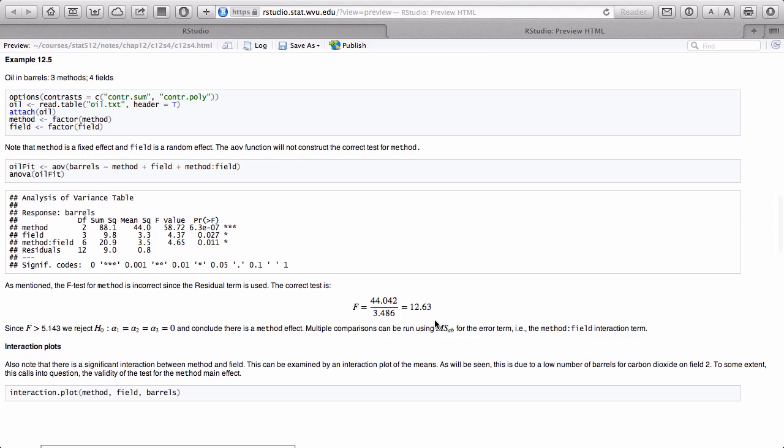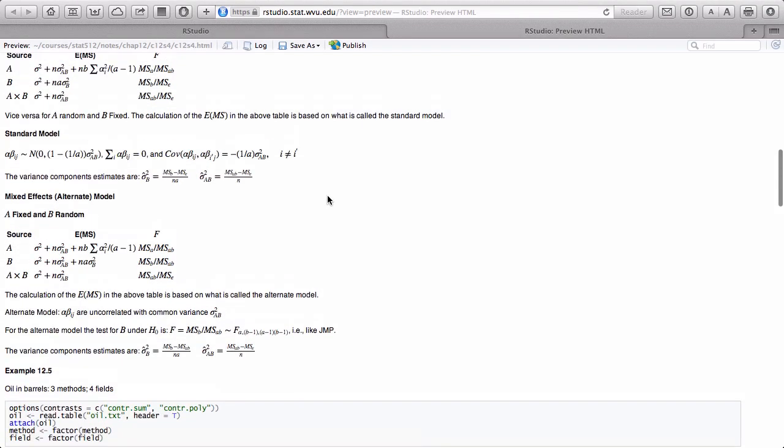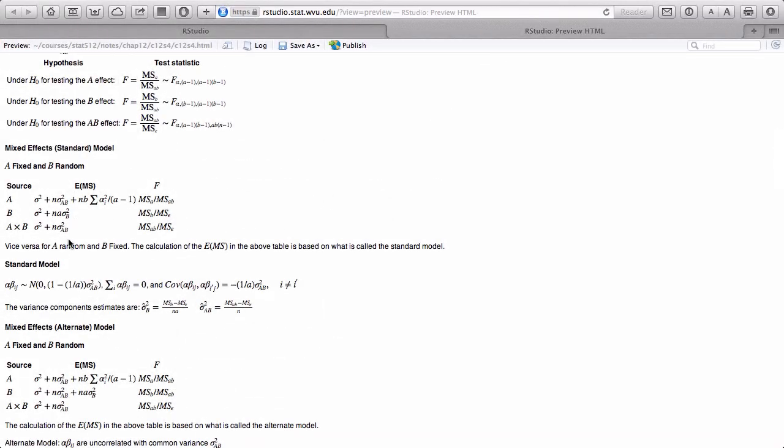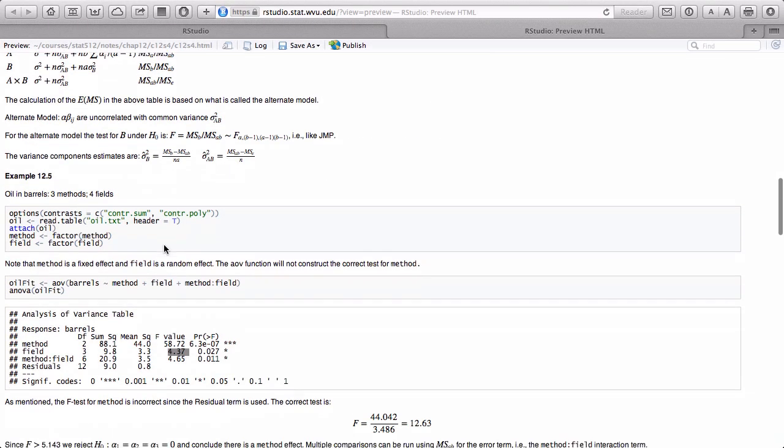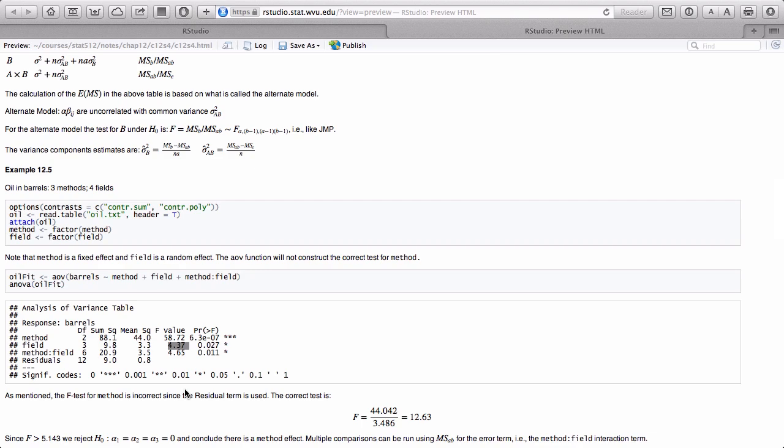Now, if you were doing the alternate model, in order to test field, you would also divide the mean square of 3.3 by 3.5 as opposed to the residual. That kind of makes a difference here, doesn't it? Because under the standard method, there's significant field-to-field variability, right? In other words, that 4.37, this F value for field, the random effect, is tested by the error term. So this is the correct test using the standard model.